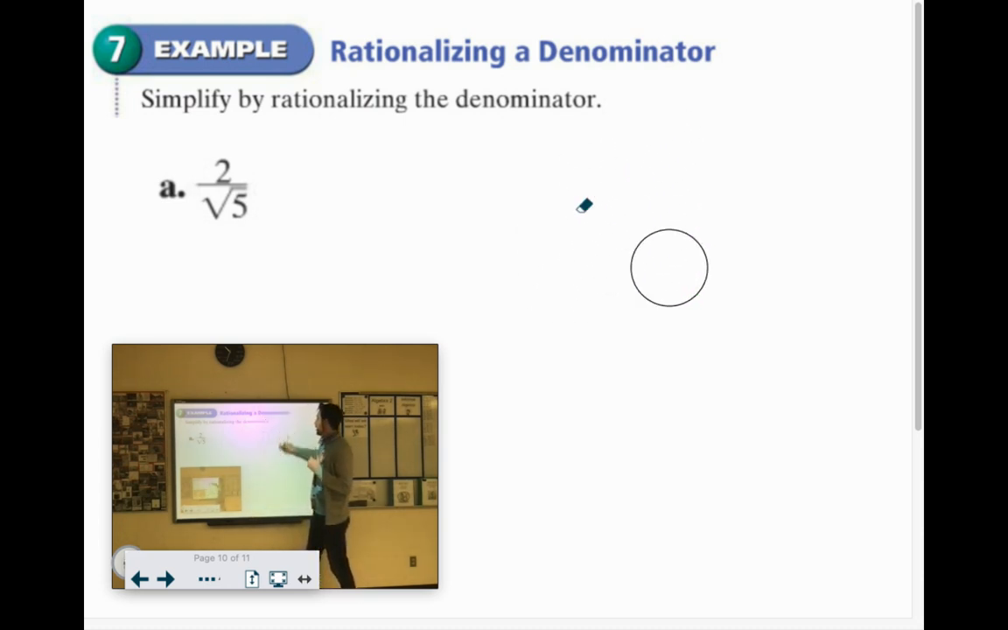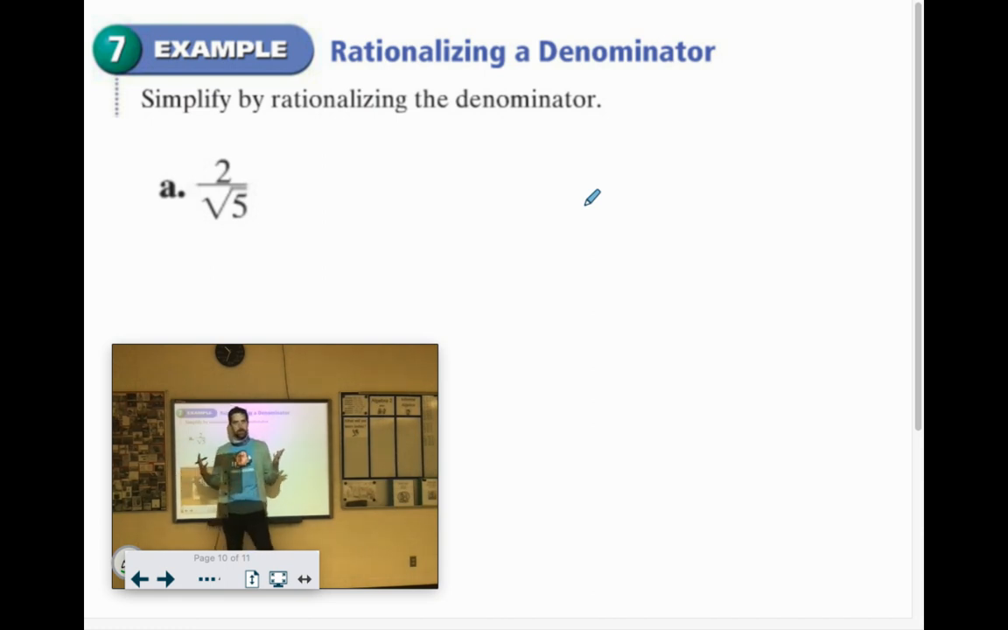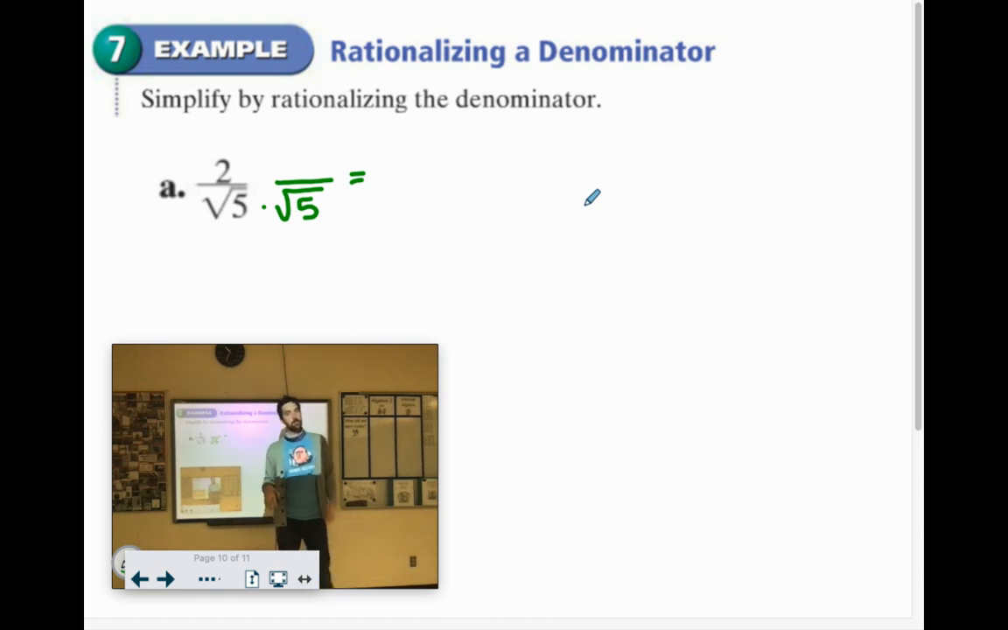So I'm going to show you a couple ways that you can do these problems. Choose whichever way you like better. 2 over root 5. Our big thing is we have to turn it into something that we can square root. So what you can always do is multiply it by itself. We can multiply by the square root of 5 because, remember our smiley face trick.